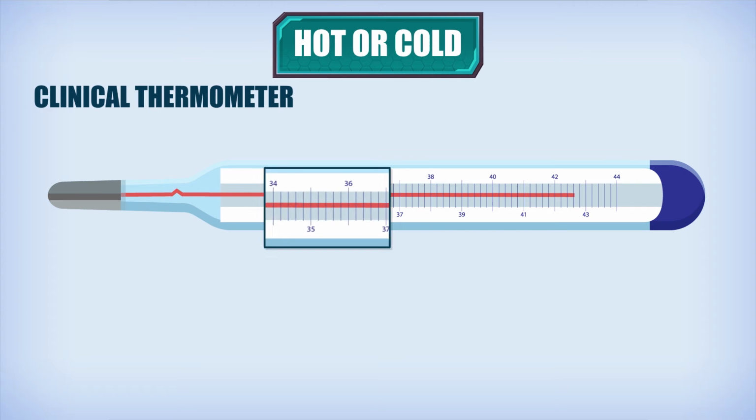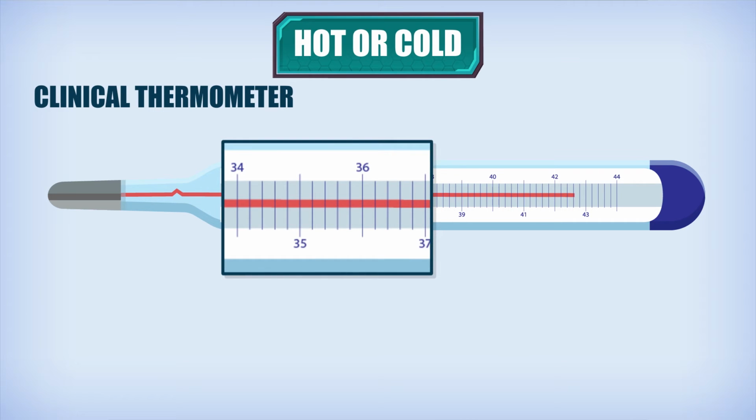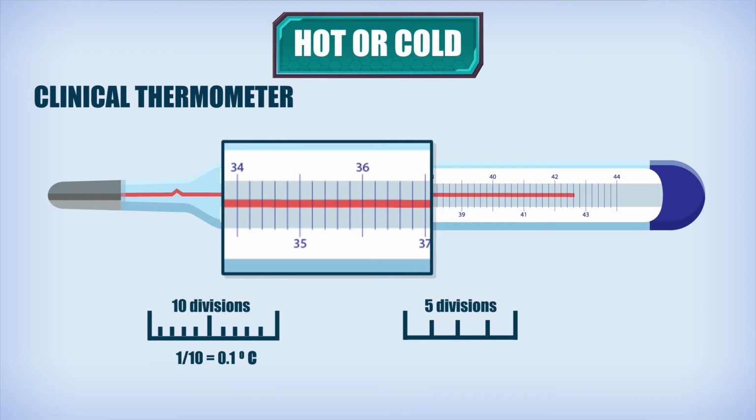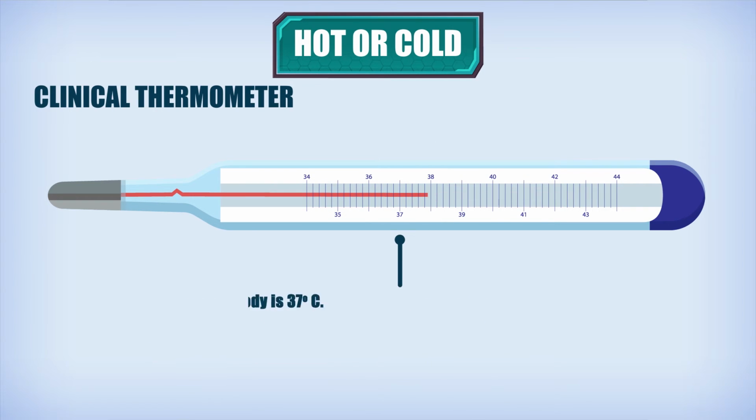Between the two consecutive numbers, there are some divisions on the scale. If there are 10 divisions, each division is equal to 1/10, which is 0.1 degrees Celsius. And if there are 5 divisions, each division is equal to 1/5, which is 0.2 degrees Celsius. Normal temperature of human body is 37 degrees Celsius.